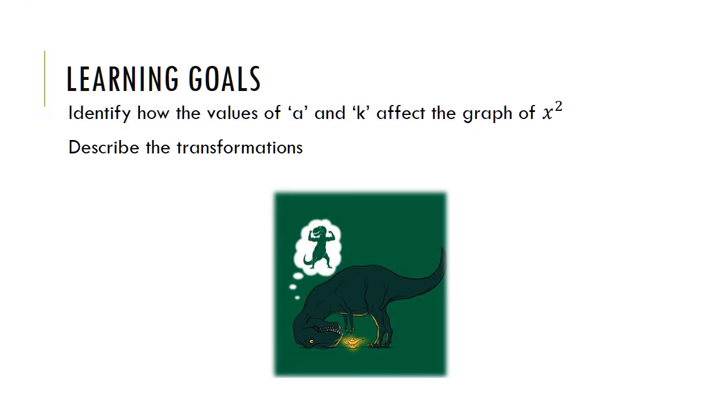Our learning goals: identify how the values of a and k affect the graph of x squared. Remember, for it to be quadratic, it has to have x squared in it. And be able to describe the transformations.